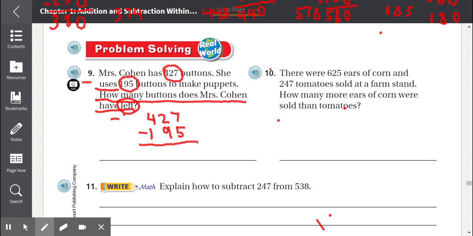Cohen has left. So 7 minus 5, 2. We start with the ones place. In the tens place, 2 minus 9. We can't do that. So we have to borrow from the 4. The 4 becomes a 3. And this 2 becomes a 12. Now 12 minus 9 is 3. Now in the hundreds place, it's no longer 4 minus 1. It is 3 minus 1. 3 minus 1 is 2. So how many buttons does she have left? 232 buttons left.